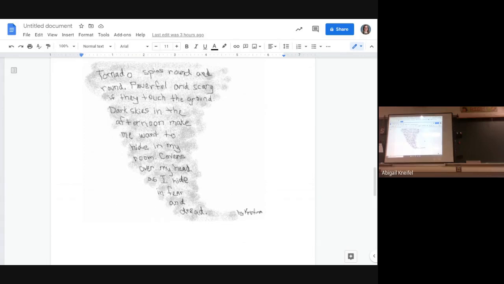Tornado spins around and around. Powerful and scary if they touch the ground. Dark skies in the afternoon make me want to hide in my room. Hovers over my head as I hide in fear and dread.